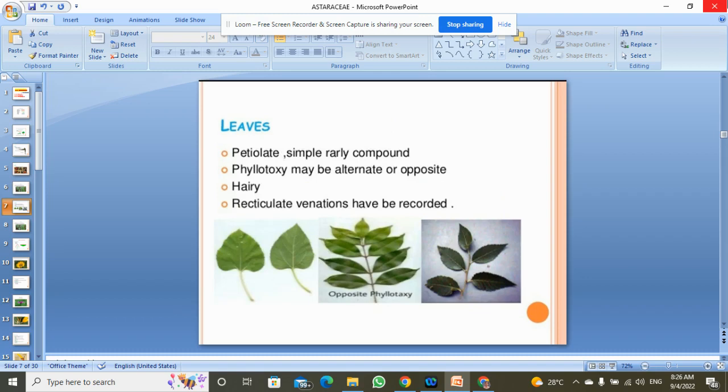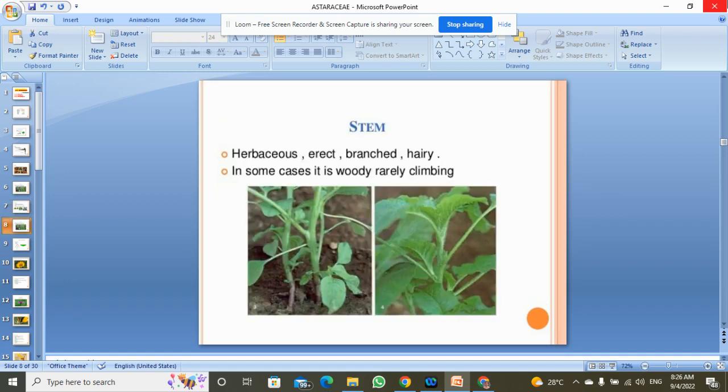Then next, the leaves are petiolate, simple and rarely compound. The phyllotaxy may be either alternate or opposite. The entire surface of the plant, namely the leaves and stem, is covered by hairs. As far as venation is concerned, it is reticulate venation. Almost all plants show reticulate venation. The stem is herbaceous, as I told you, erect and branched. In some cases, it is woody and climbing also.